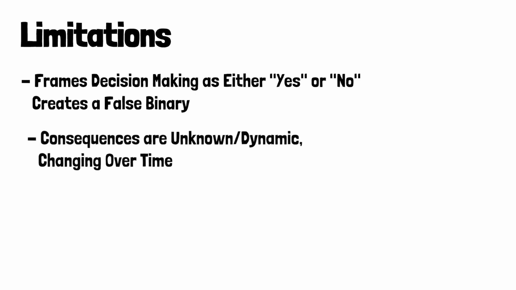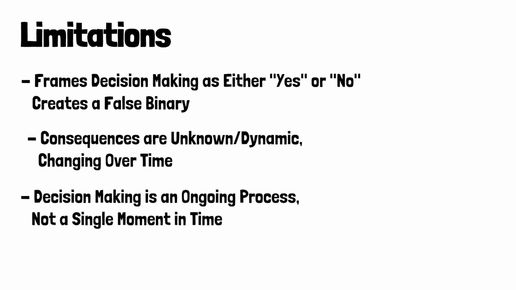Second, consequences are often unknown and dynamic. They can change over time. Will it be no rain, light rain for 5 minutes, or a heavy downpour that lasts for hours? You don't know. Last, they assume each decision happens in a single moment, when in reality, it's an ongoing process involving multiple decisions, often with chances to wait, test your assumptions, and gather better information.